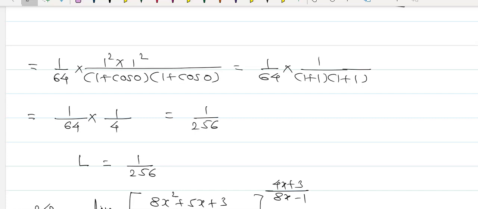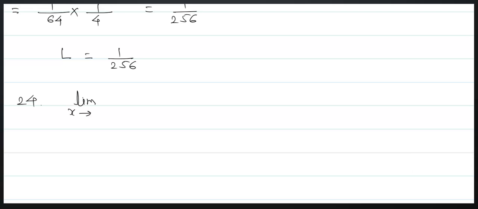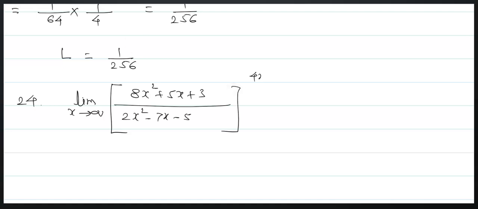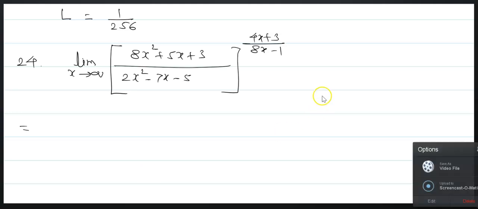Now, next is question 24: limit x tends to infinity, 8x square plus 5x plus 3 upon 2x square minus 7x minus 5, whole bracket to the power 4x plus 3 upon 8x minus 1. We will divide numerator and denominator by x square and find the limit of this, and divide by x and find the limit of the exponent, and whatever limits come, this raised to this is the final answer.